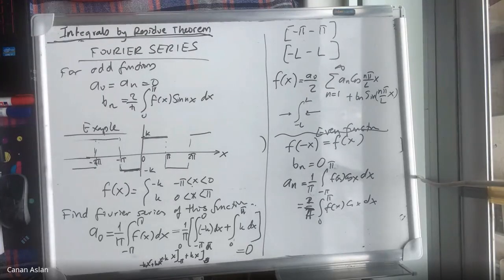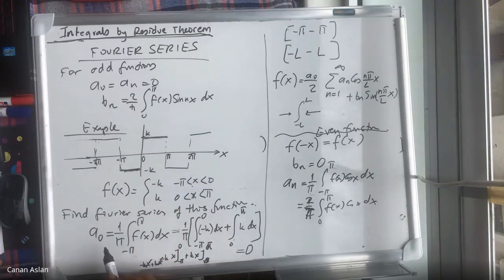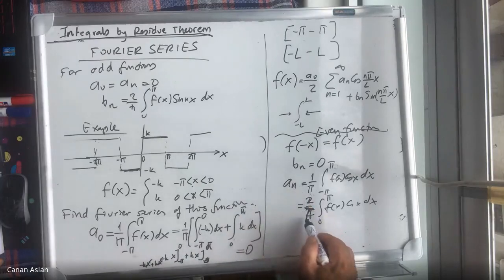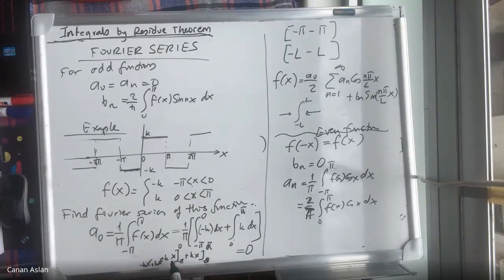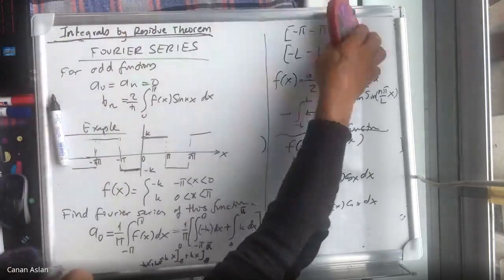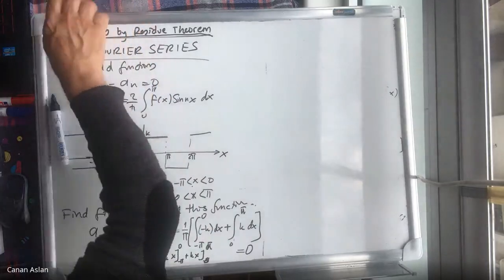If a0 is 0, then probably an will also be 0. Because this is not an even function, this is an odd function between minus pi and pi, because it changes sign. If this is an odd function, we know that a0 will be 0, and an will also be 0, and let's see why it is becoming 0. Now let's calculate it on the right side of this board.